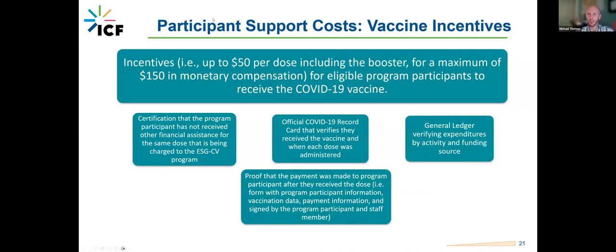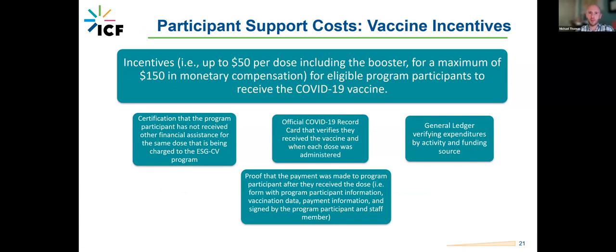All right, vaccine incentives. Note that this is specifically for ESG CV. Incentives for vaccines can be up to $50 per dose, including boosters, for a maximum of $150 in monetary compensation. And this is specifically for eligible ESG program participants to receive the COVID-19 vaccine.